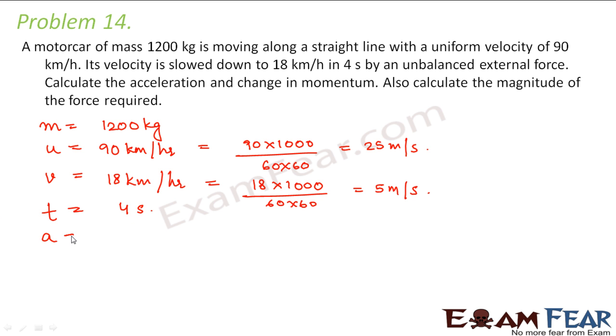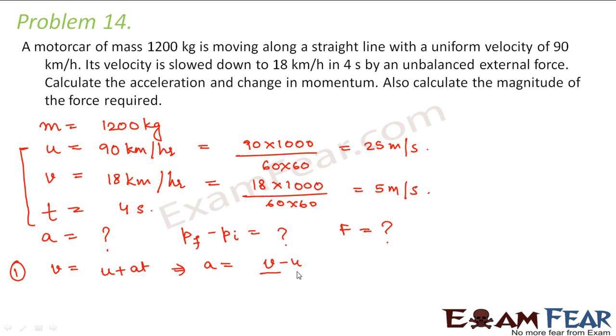So we have to calculate the acceleration. We also have to calculate the change in momentum. Change in momentum means final momentum minus initial momentum. We also need to calculate the magnitude of the force. In order to calculate acceleration, we will directly make use of the first equation of motion, that is v is equal to u plus at. So acceleration is equal to v minus u divided by t, that is equal to 5 minus 25 divided by 4, that is equal to minus 5 meter per second square. So this would be the acceleration.